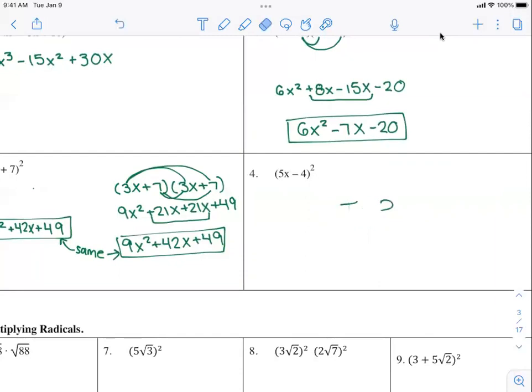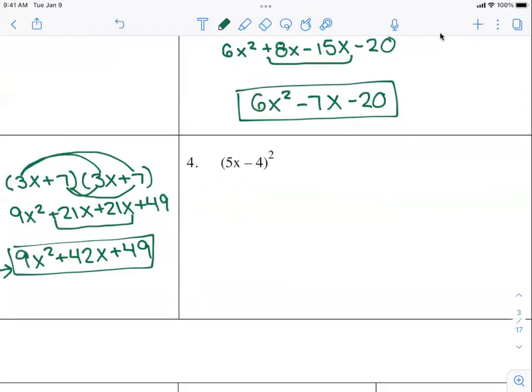All right, welcome back. I'm going to go ahead and give this one a try. So I'm going to do the quick method. I'm going to square the first. So 5x squared is 25x squared. I'm going to square the last term. 4 squared is going to be a 16. And it's a -4 times a -4. So it ends up being positive. So I am going to take that into account.